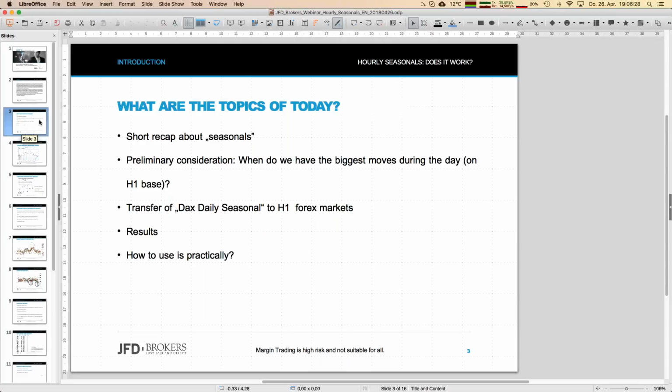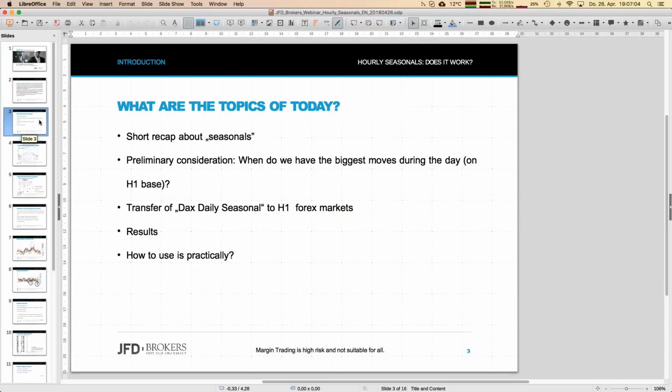And when I started the investigation of hourly seasonals, I just created two additional charts. Let's call them preliminary considerations here, and it's simply the answer to the question: at what point in time do we have the biggest moves during the day? And even that might be of interest if you have strategies that look for more volatility, more moves, then that will be the answer as well.